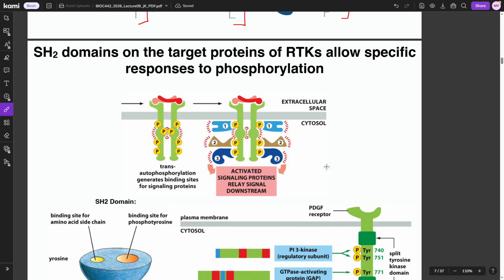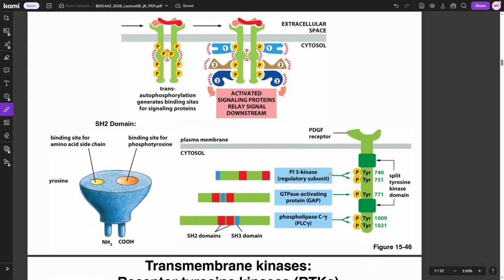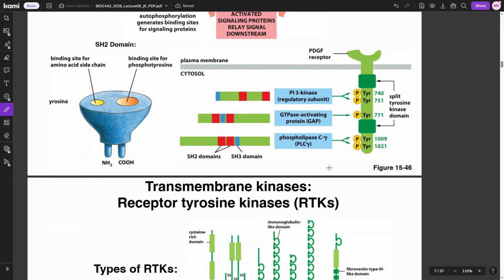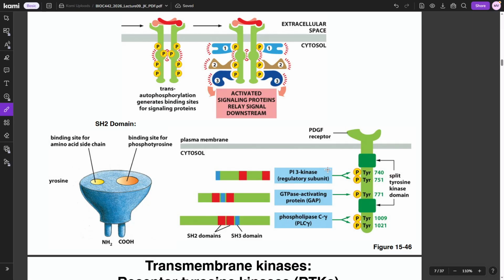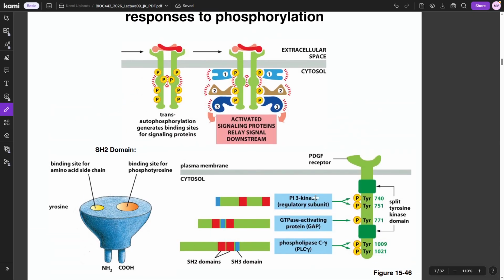So now we talk a little bit about SH2 domains on the target proteins of RTKs, which allow specific responses to phosphorylations. I wish they would show me where the SH2 domain exactly is. But alas, they have not showed it to me. Where is it? That's fine, I guess. Essentially, the SH2 domain is as shown here, if you will.